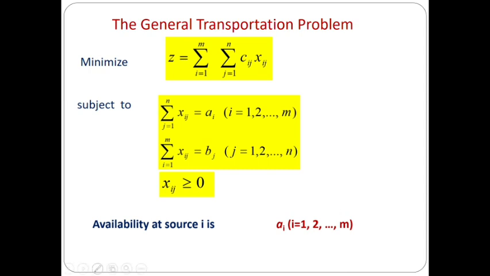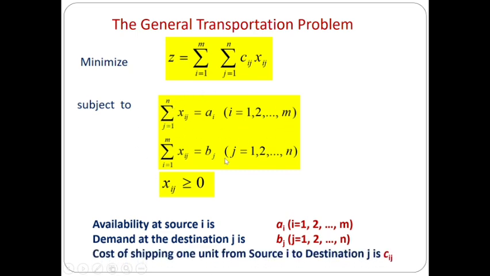Here the availability at source I is AI, where I is equal to 1 to M. The demand at destination J is B suffix J, where J is equal to 1 to N. And the cost of shipping 1 unit from source I to destination J is CIJ.